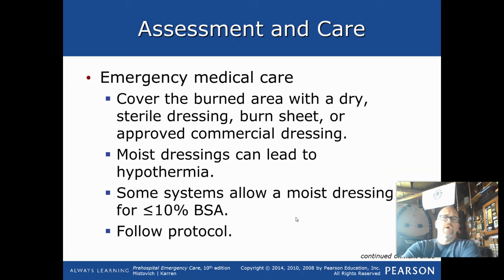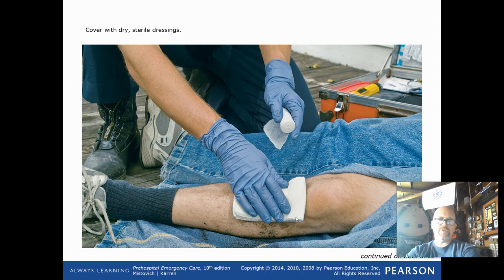Cover the burn area with dry sterile dressing, burn sheet, or approved commercial dressing. Excuse me. Moist dressings can lead to hypothermia. So want to be careful how much water we put on, but it still is important to do this. Some systems allow moist dressing with less than 10% of the body BSA, body surface area burned. Follow local protocols, and you'll get all that when you get out there. So basically, cover with a dry sterile dressing.